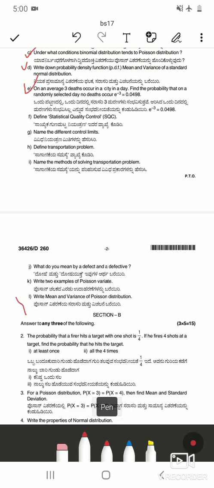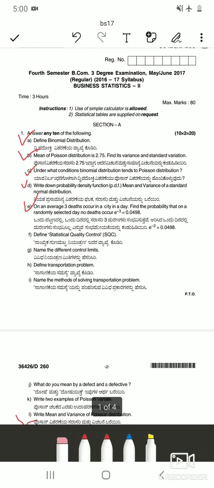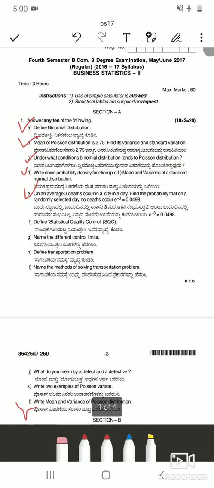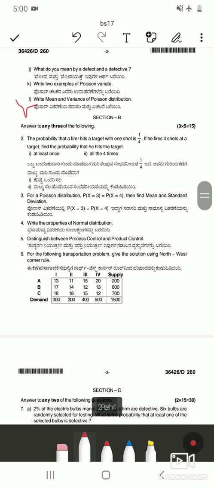Then they have asked mean and variance of Poisson distribution, both are lambda. So again, very simple question. And then from section B, one is from Poisson distribution and one is from binomial. So this is very simple.